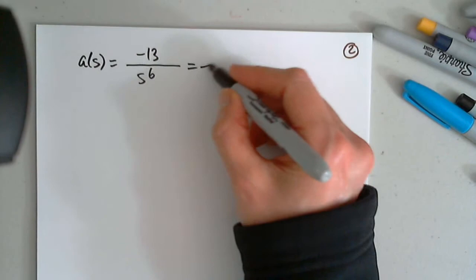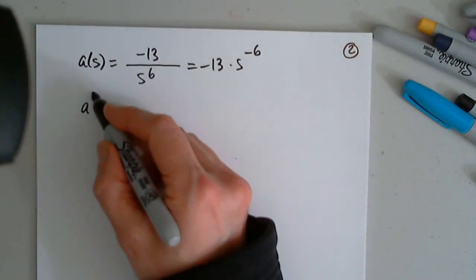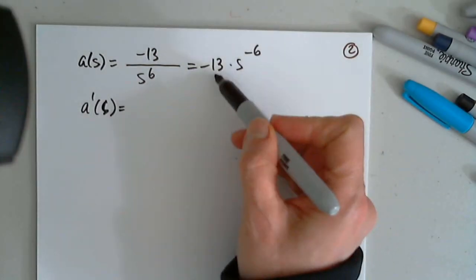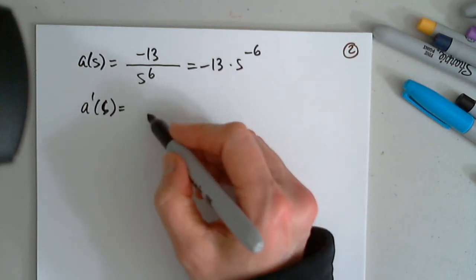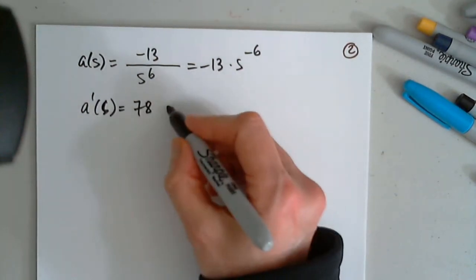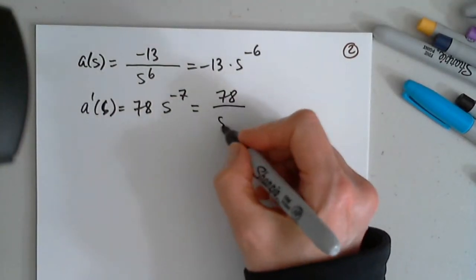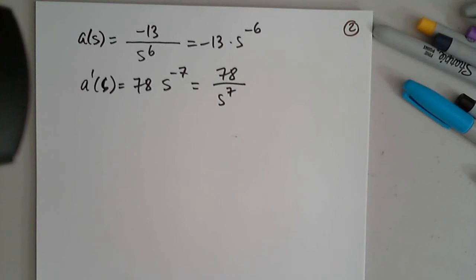Okay, so I will write negative 13 times s to the negative 6. And if I'm asked to differentiate, I'm assuming that's what I'm doing. I will bring down negative 6. It will change to positive. So this is, I think, 78, and s to the negative 7. So this is 78 over s to the 7th power. Okay, thank you. Anything else, anyone?